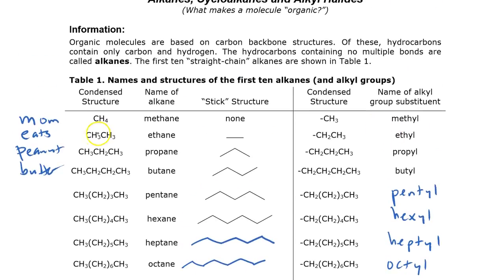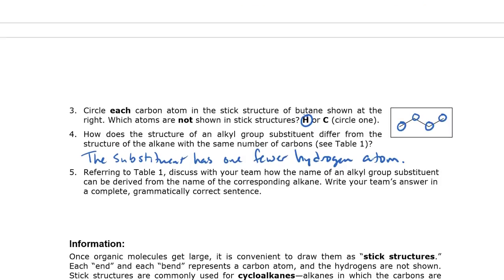When I look at ethane, CH3CH3, and I look at ethyl, which is a CH2CH3, has a little dash in front of it, that's indicating that it must be bonded to something else. We'll see that soon enough. What I wrote was the substituent has 1 fewer hydrogen atom.